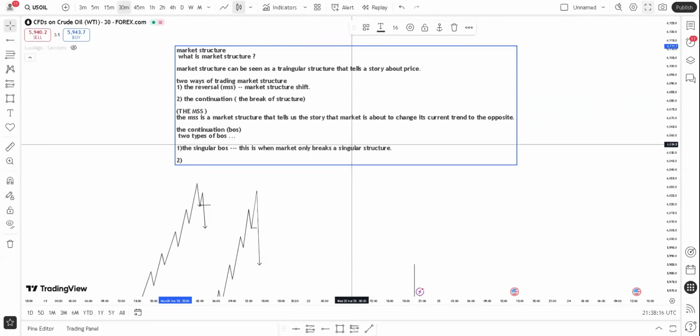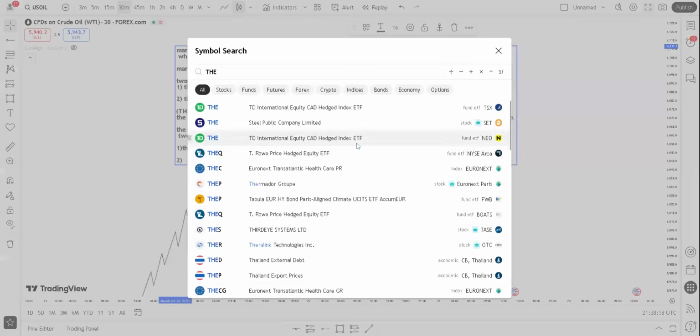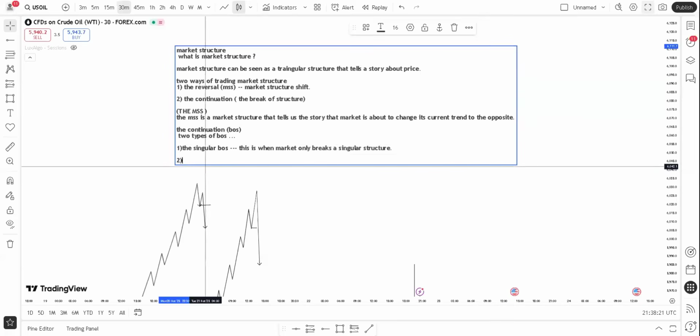The second one is now what? The double. The second one is what? The double break of structure.